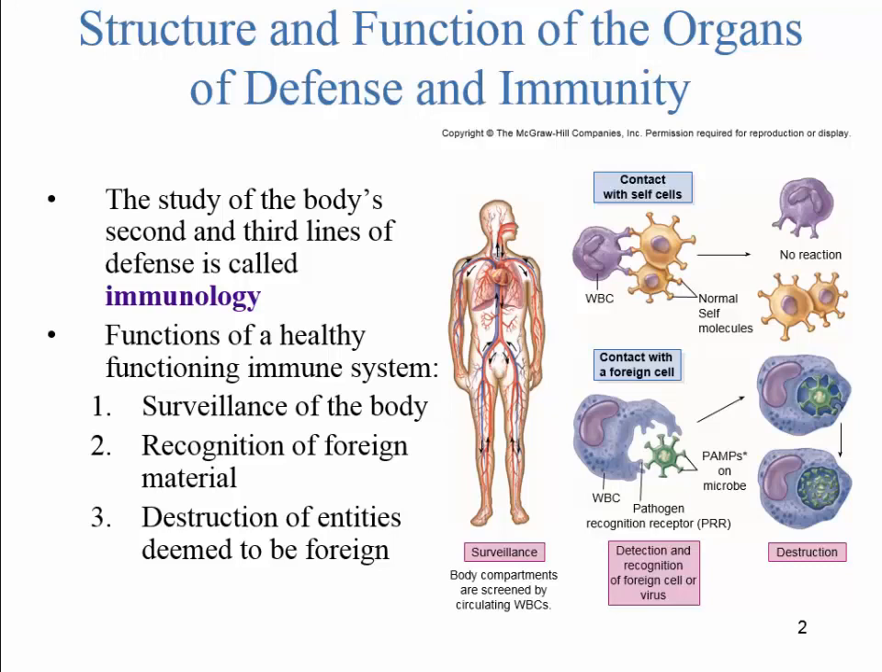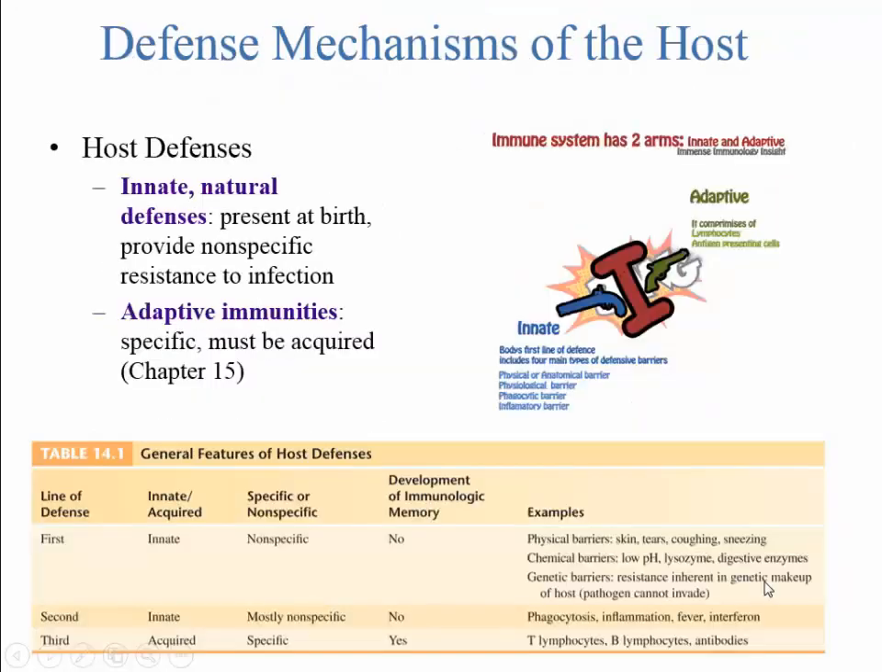And so as a consequence, our immune function consists of surveillance of the body, recognition of items that are foreign, and tolerance to items that are self, and destruction of foreign entities. And so you can see here the interaction between our white blood cells and our self cells. There's absolutely no reaction. However, here it's shown that this is indeed a foreign interaction between the white blood cell and a pathogen recognition receptor. This recognition of the pathogen-associated molecular patterns on the microbe initiates the phagocytosis and destruction of that foreign object.